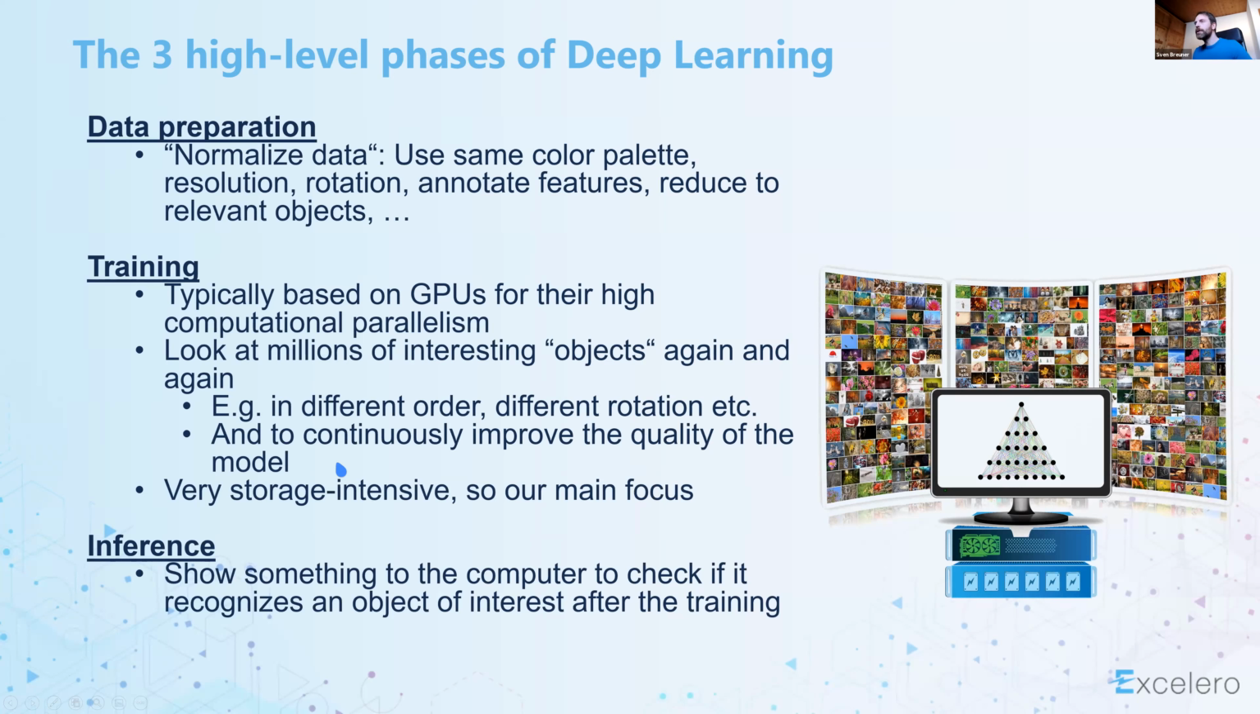And then typically after doing this once, the data scientist is not happy yet with the results. So he will slightly tune the deep learning model and want to do it again and again until he's happy with the results. So this is super storage intensive, as you can see, because we have lots of small objects that we want to read again and again. The last phase is then called the inference, which just means you try if the computer actually detects what you want it to detect. Not as storage intensive as the training, so we will focus on the training phase here.